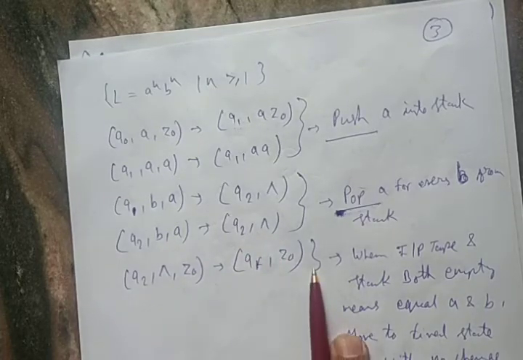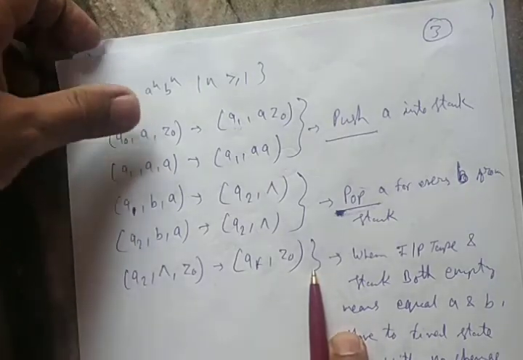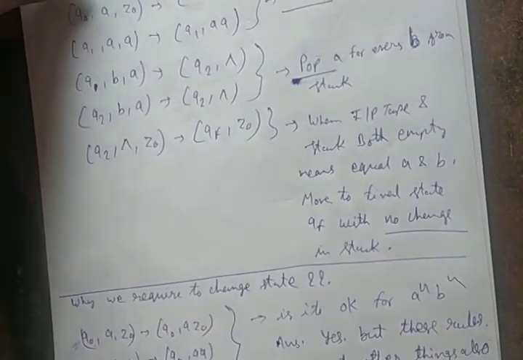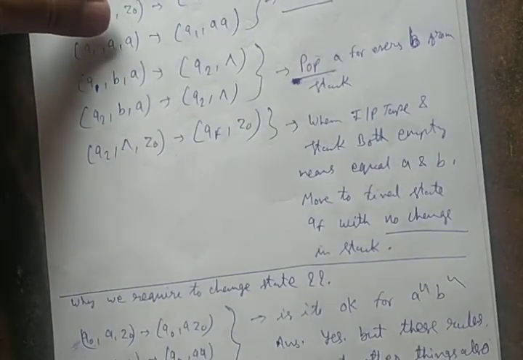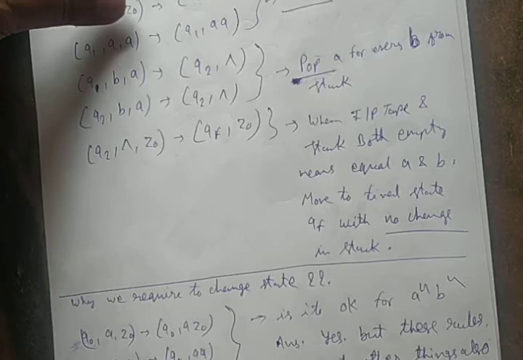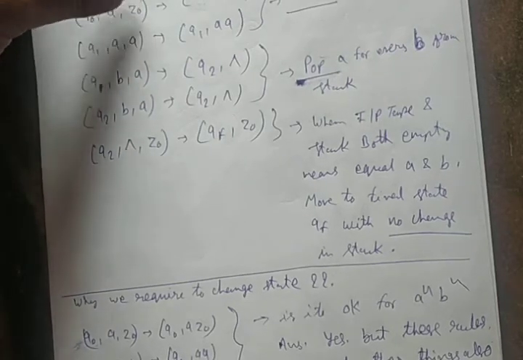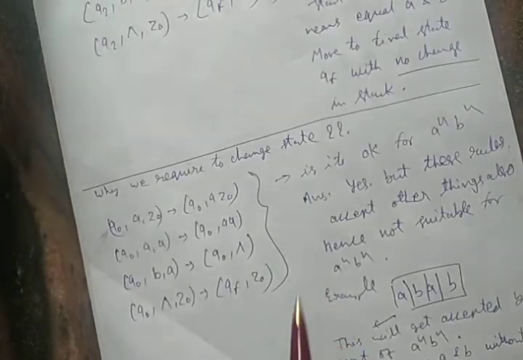Finally, once I move into the final one, when the input tape and the stack both become empty, it means we got our desired result, that is, an equal number of A's and an equal number of B's. Hence, we will move into the final state QF with no change in state, no change in stack.